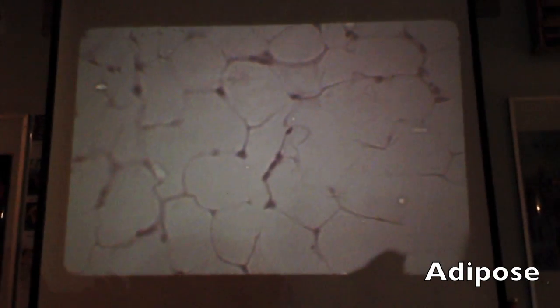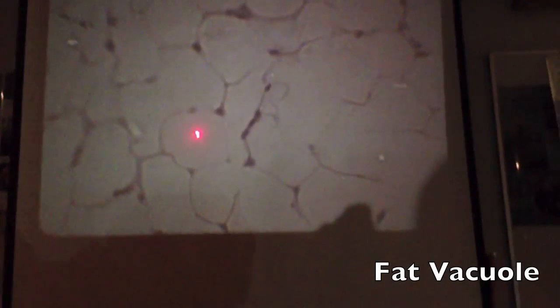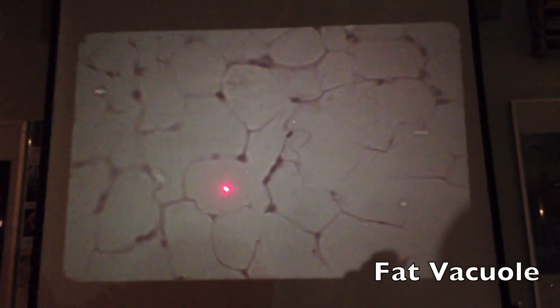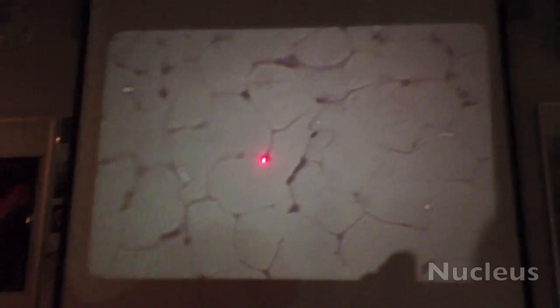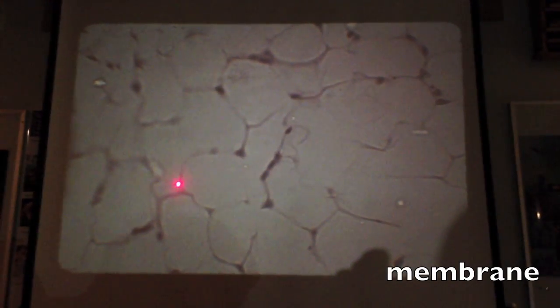What tissue is this? Adipose, yeah. Fat tissue, adipose. So what's this clear area? What's that? Fat vacuole. What are the black dots? The nucleus. What are the lines? Membranes inside of blood.